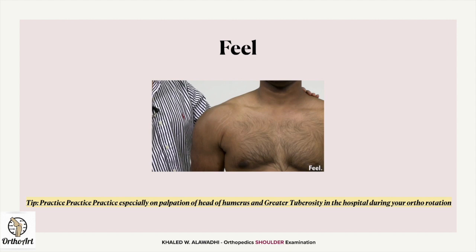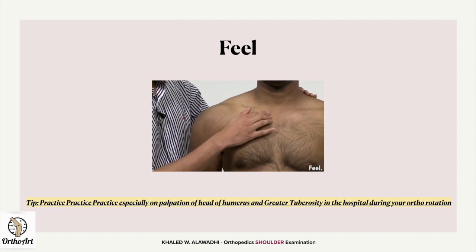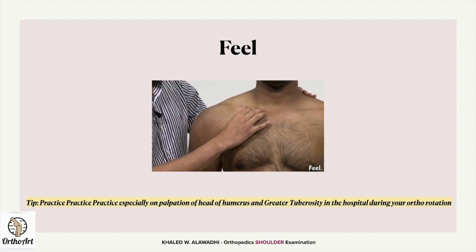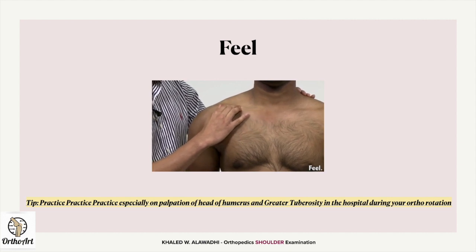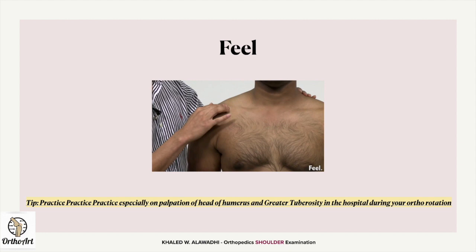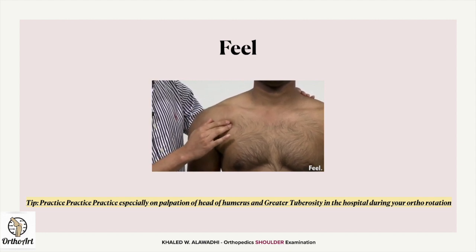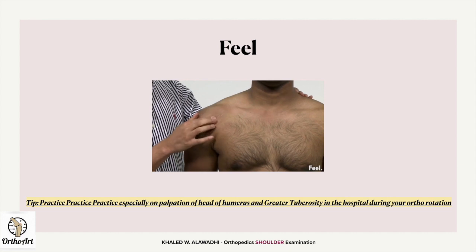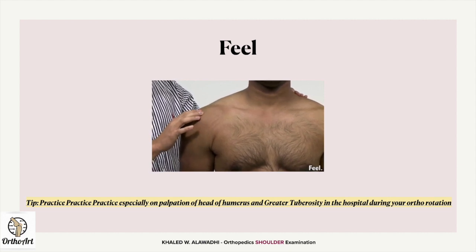So this is a video showing you the palpation. Feel for deformity, tenderness, temperature and swelling. Start at the sternoclavicular joint, moving along the clavicle to the acromioclavicular joint. Feel for the coracoid process, around the acromion process, and then move along the spine of the scapula.